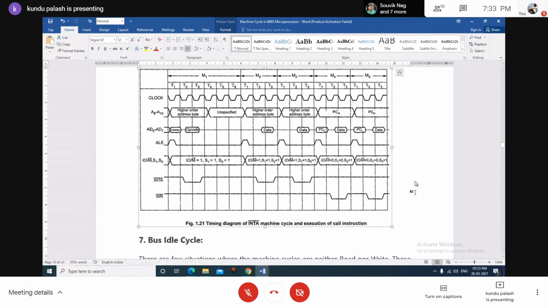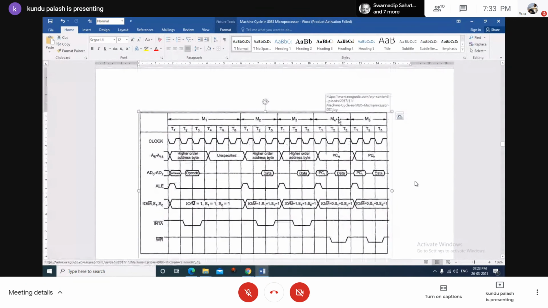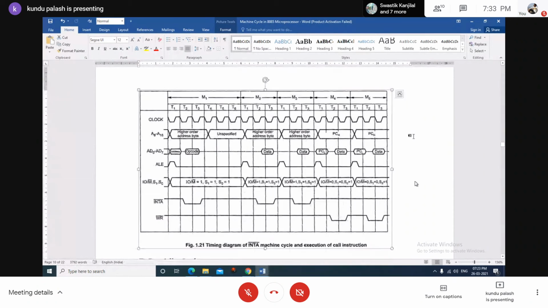So this is very conceptual. That's why two machine cycles are required, M4 and M5, for writing the content of the return address to the stack memory. And these are the intermediate things. So this is very important.